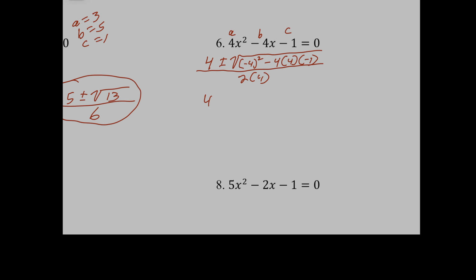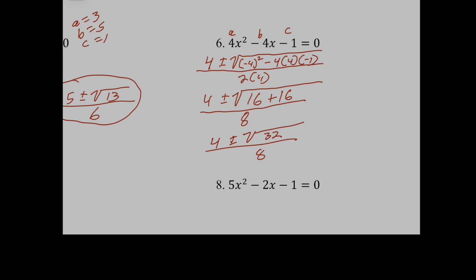Okay, which is going to turn into 4 plus or minus square root of negative 4 squared is 16. Negative times a positive times a negative is a positive. And I'm going to get a 16 out of that all over 8. That's going to turn into 4 plus or minus square root of 32 over 8.